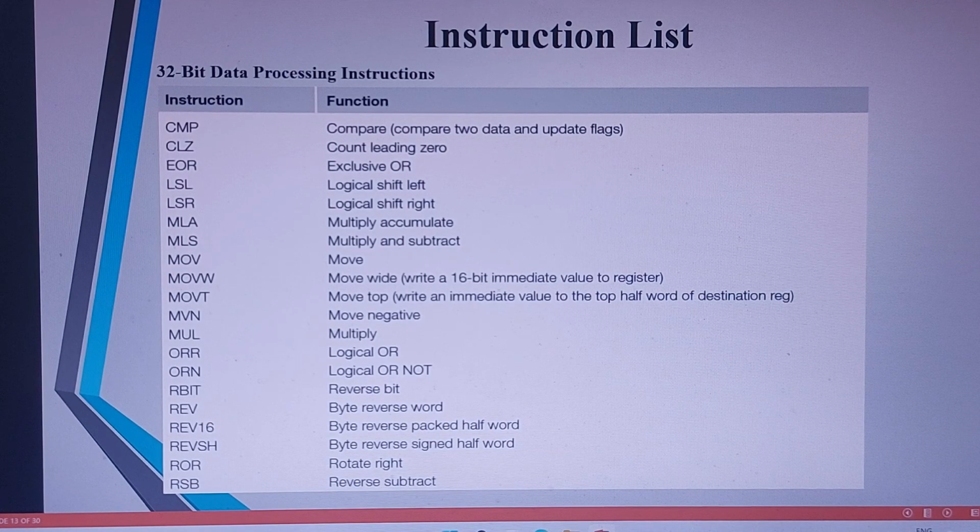CLZ, count leading zeros. You can check whether the count is leading zeros. Then this is indicated by the zero flag. So the zero flag will be checked in this. Then we have exclusive OR. Again, as I said, if both the bits are 0, the result will be 0.